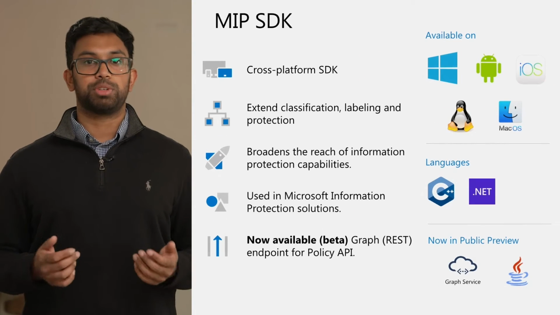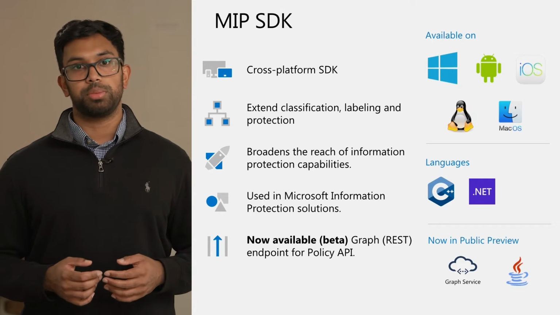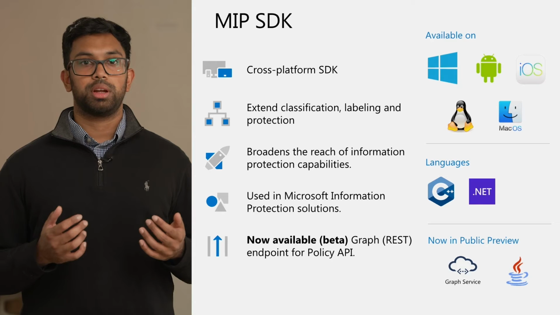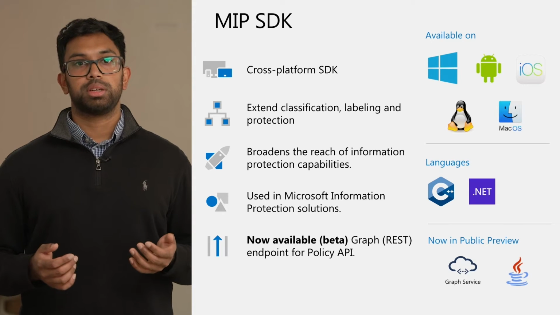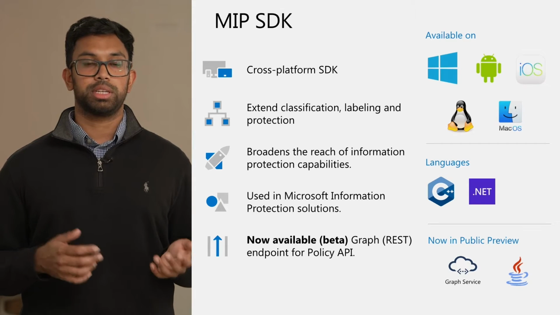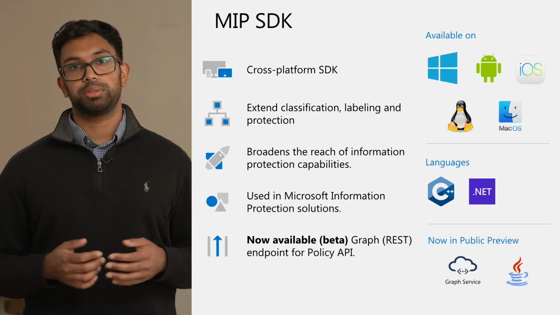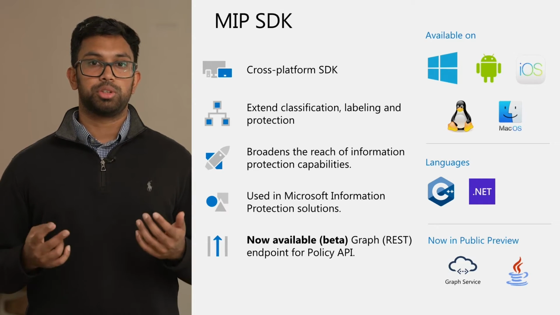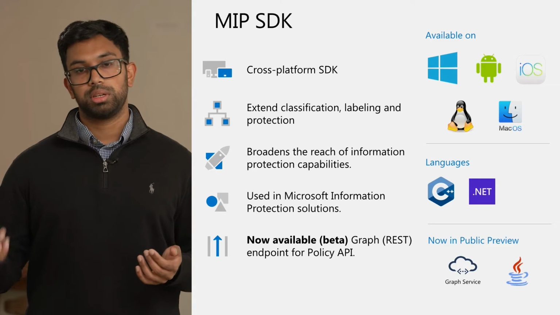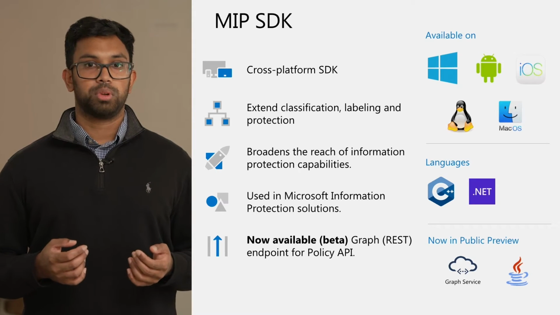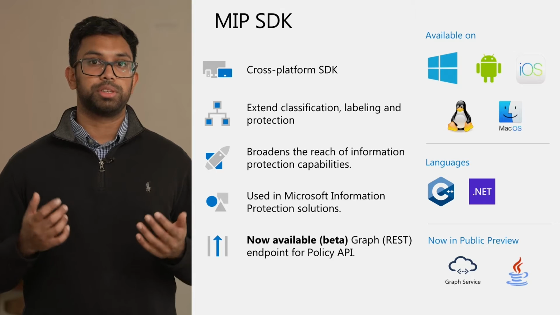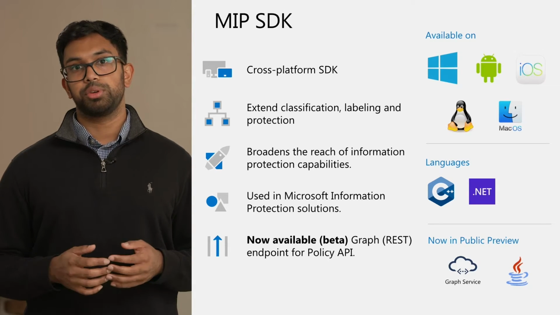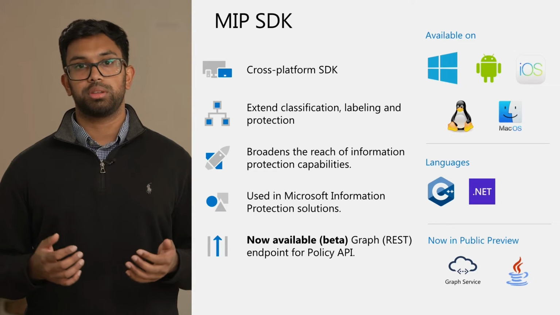The Microsoft Information Protection SDK is a cross-platform SDK. You can use it on Windows, Android, iOS, macOS, and different flavors of Linux, including CentOS, Debian, and Ubuntu. You can also create that MIP SDK using 2 different languages, such as C++ and .NET. We also have the availability to use a Java wrapper. In addition to this, we also have a new Graph API endpoint we are working on that is currently in public preview.